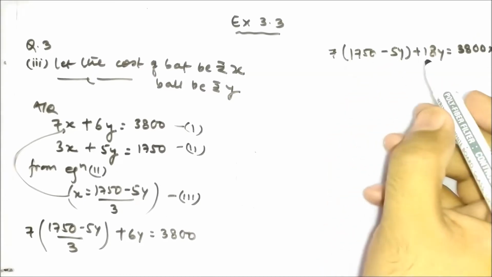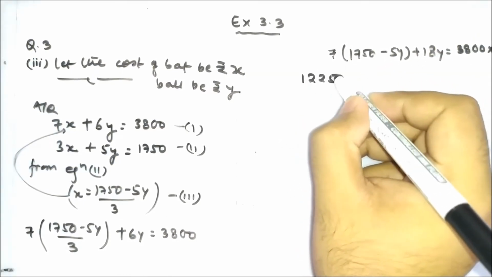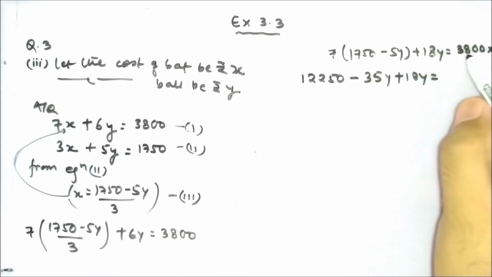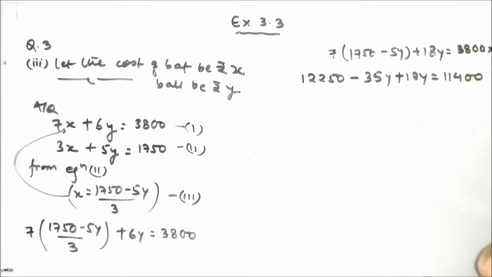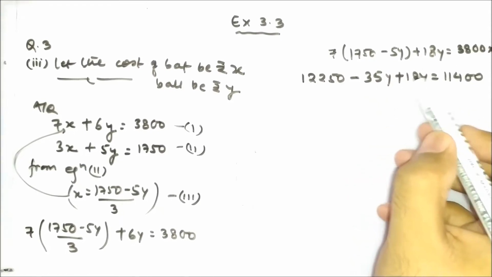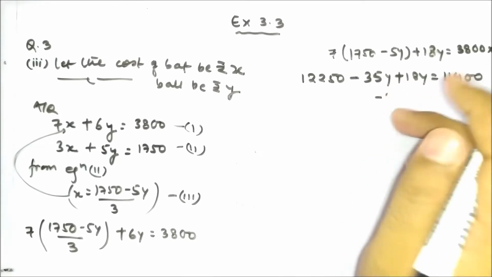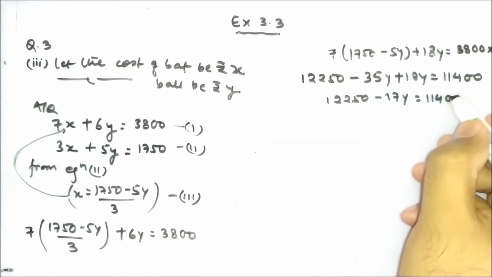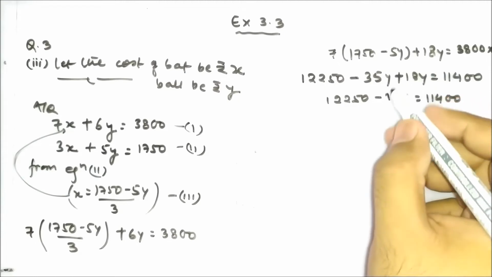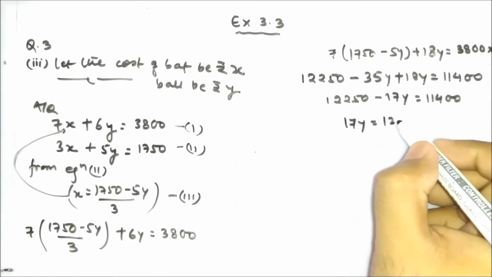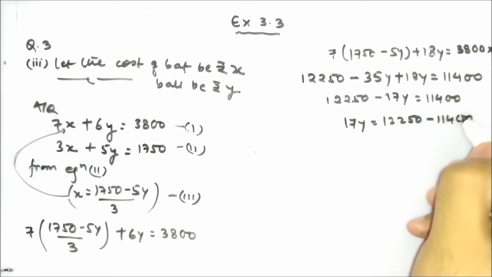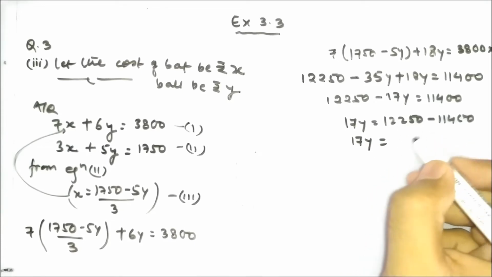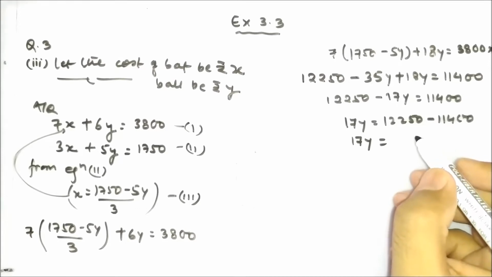Okay, now when you open the brackets, you will multiply here, you will get 12250 minus 7 into 5, that will be 35y, plus 18y is equal to 3800 into 3, that will give you 11400. Okay, so minus 35y plus 18y will give you minus 17y, and this will be 12250 and this will be 11400. Now shift 17y to this side and 11400 to this side. So that will give you 17y equal to 12250 minus 11400. Okay, so 17y will be equal to, when you subtract this, we are going to get 850.